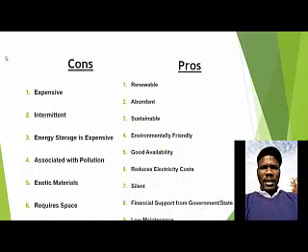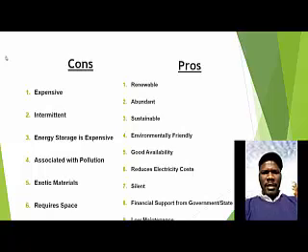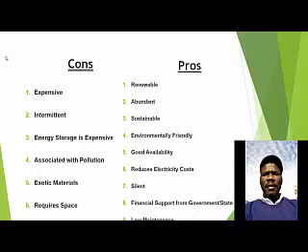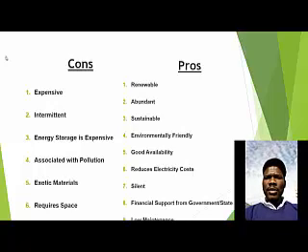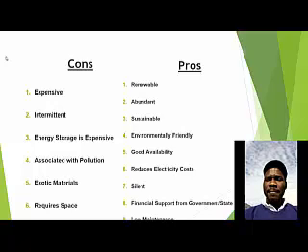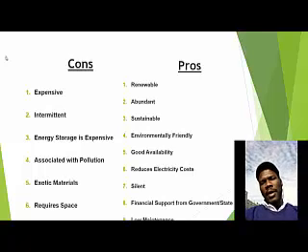Let's focus on the pros and the cons of photovoltaic cells. They're relatively expensive. They're intermittent in the sense that if there's no sunlight, there will be very little energy production. Energy storage is expensive, and photovoltaic cells are actually associated with pollution. During the production of photovoltaic cells, 80% of the silicon used is lost. Toxic chemicals are used in order to produce these cells, such as hydrochloric acid, and there's hazardous waste associated with photovoltaic cells, and they also require space.